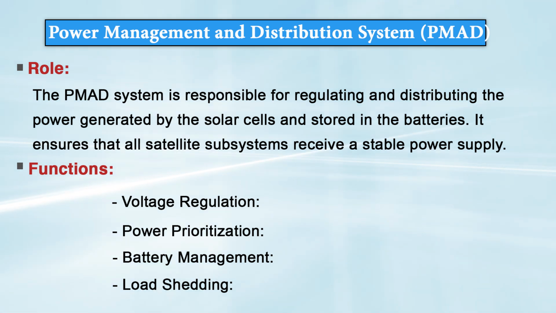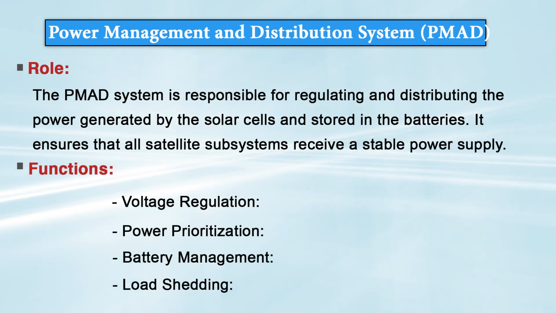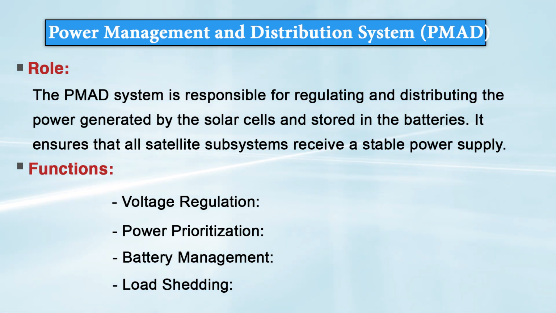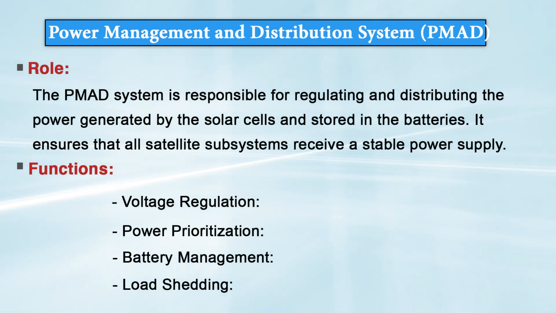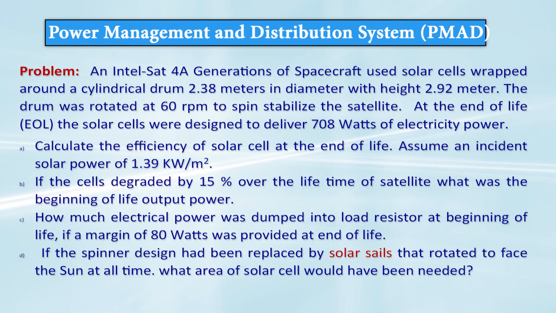So, main functions of these are voltage regulation, power prioritization. So, if a certain subsystem needs high power, that subsystem should get the power on priority. Battery management, load shedding are the functions of PMAD. Now, to understand the functions of this power supply subsystem of satellite, let us discuss a numerical on this topic.